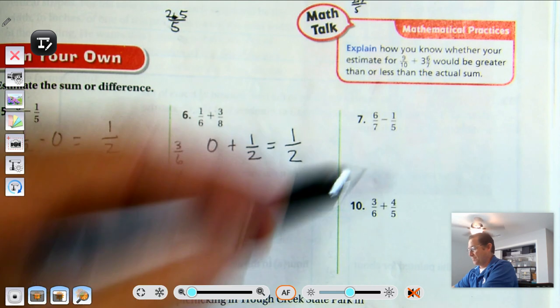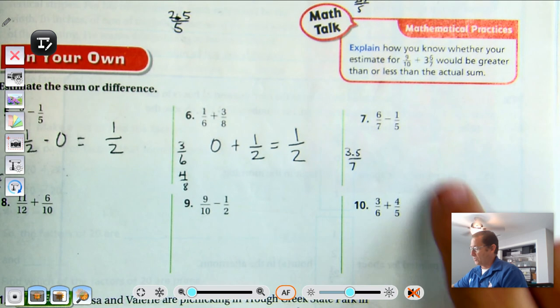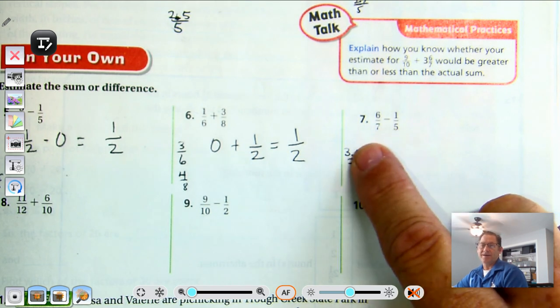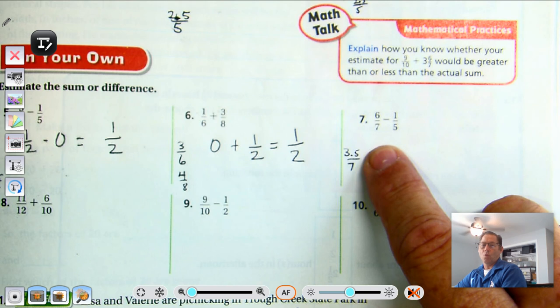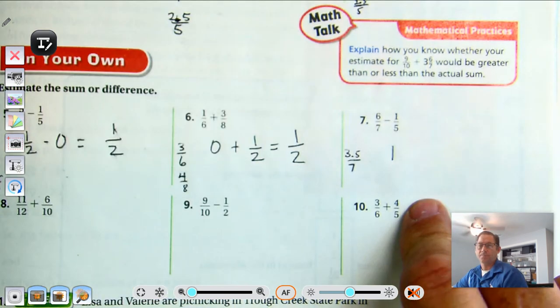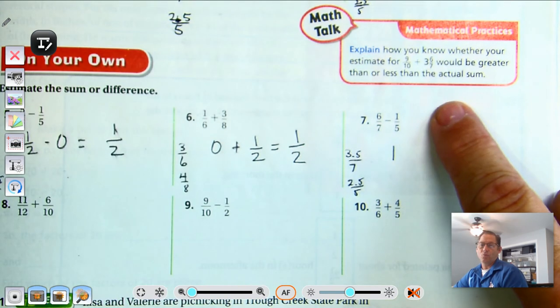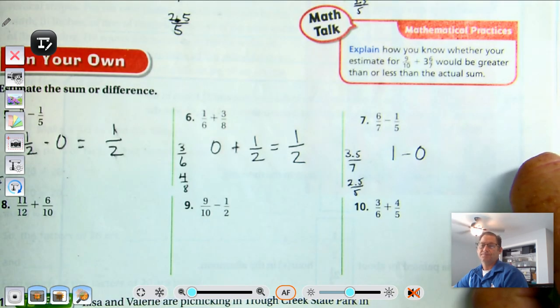6/7 minus 1/5. Half of 7 is 3.5. So to go from 6/7 to a whole number would be just one jump, because we only have to go 1/7 to get 7/7. But to go back to 3.5, we'd have to go back 6, 5, 4, and then a half. So 2.5 jumps backwards to get from 6 to 3.5. So this is closer to one whole. And then half of 5 again is 2.5. And the 1 is going to be closer to 0/5 than it is to 2.5.